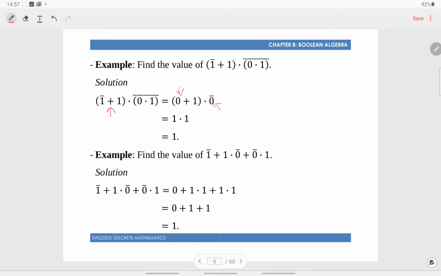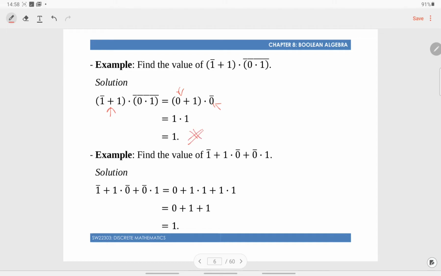So we finish with the first two parentheses. Now, in the next step, we have another parenthesis, 0 plus 1. So we solve this one. 0 plus 1 is equal to 1. And then we have complement. The complement of 0 equal to 1. Next is the Boolean product operation. So 1 times 1 equal to 1.